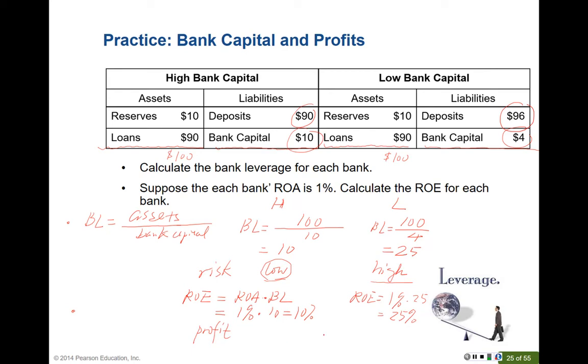The answer is very obvious. The low bank actually has higher profit, because for every $1 shareholders put into the low bank capital, it will generate 25 cents. But for the high bank capital, for every $1 shareholders put into the bank, it only generates 10 cents. So profit is lower. So which company does a better job in terms of the profit? It's the low capital bank.